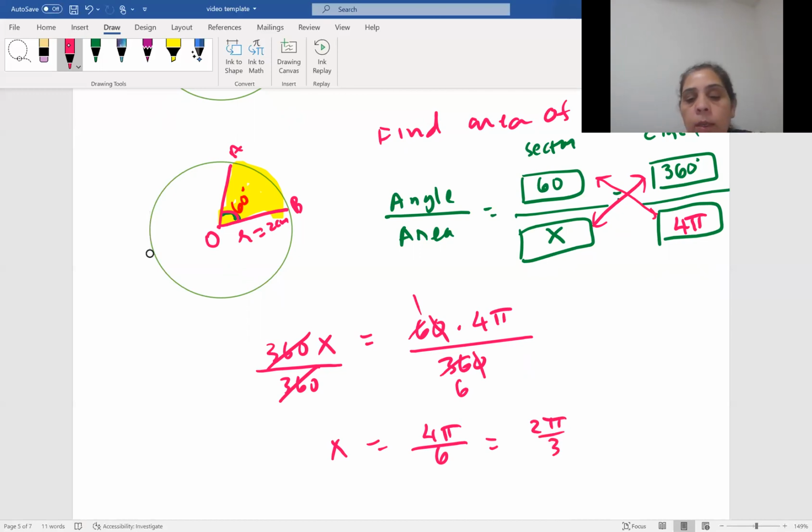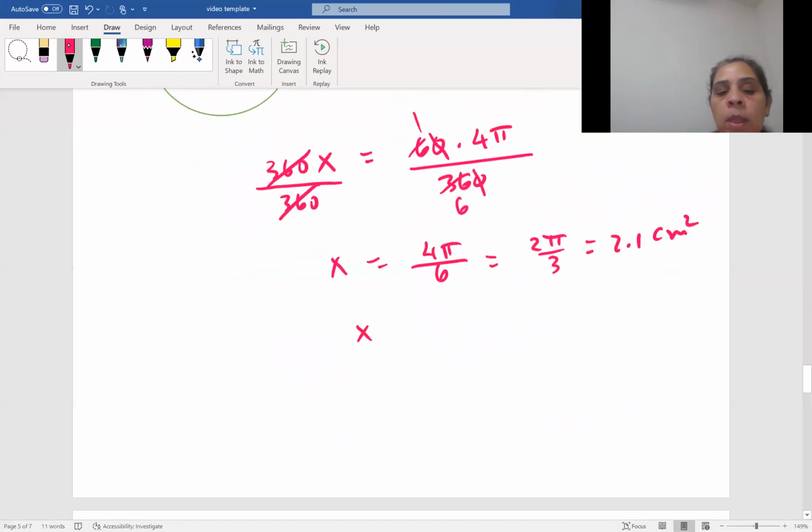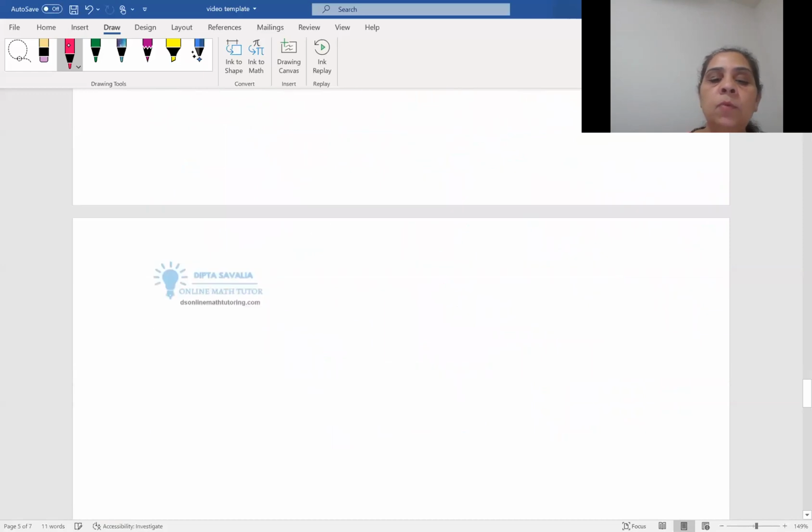Okay, so now we can use calculator to get answer in decimal. So 2 times pi over 3, which is 2.1. 2.1 centimeter square. That is area of sector. So unit must be square. Okay. So that's how we can find it.